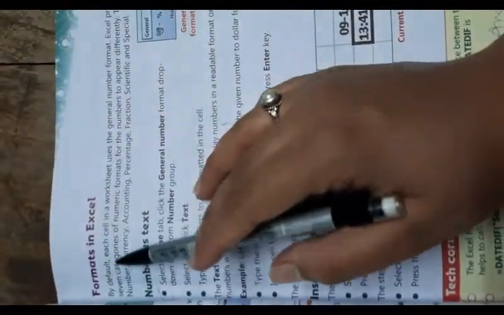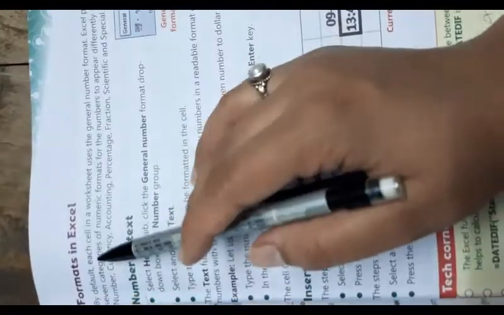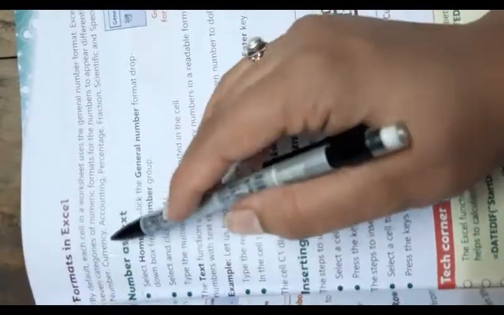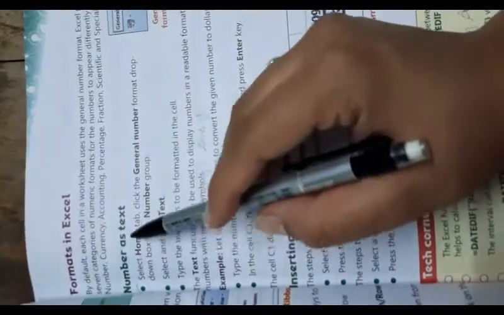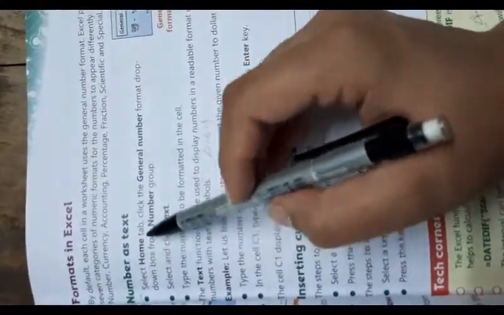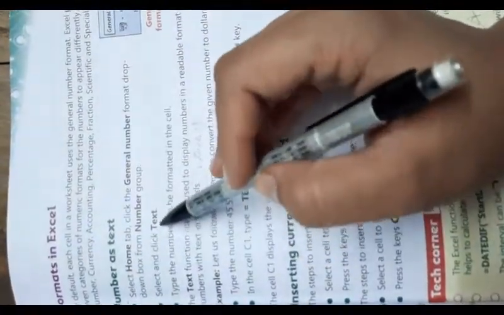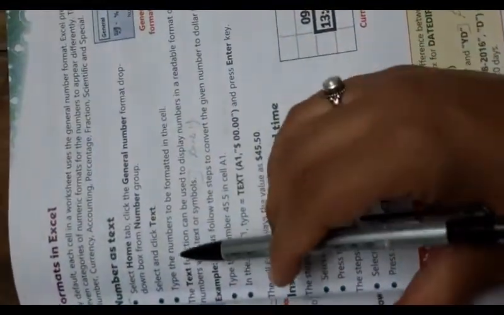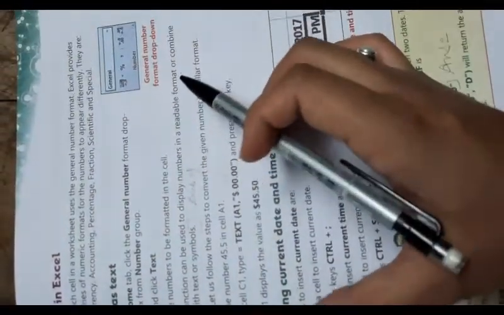Formats in Excel. By default, each cell in a worksheet uses the General number format. Excel provides 7 categories of numeric formats for the numbers to appear differently. They are number, currency, accounting, percentage, fraction, scientific, and special. Number as text: select the Home tab, click the General Number Format drop-down box from the Number group, and select and click Text. Type the numbers to be formatted in the cells. The TEXT function can be used to display numbers in a readable format or combine numbers with text or symbols.